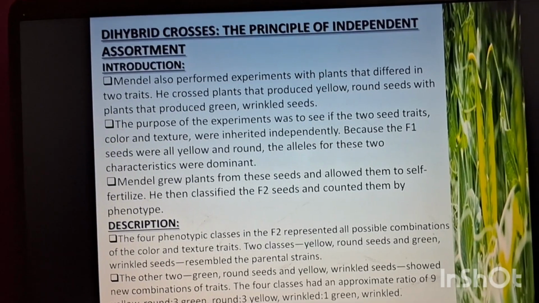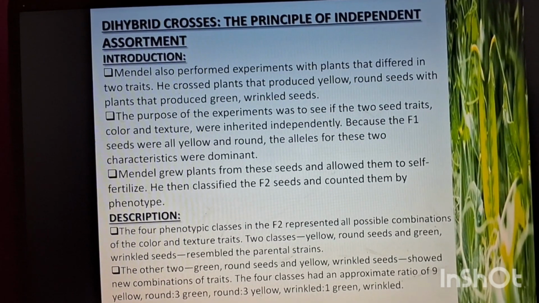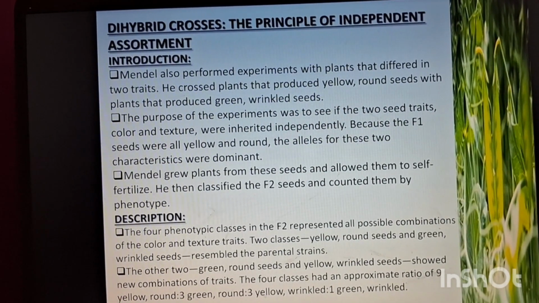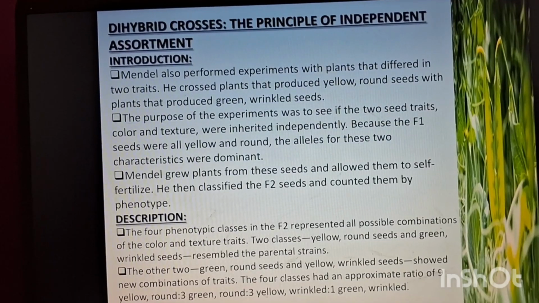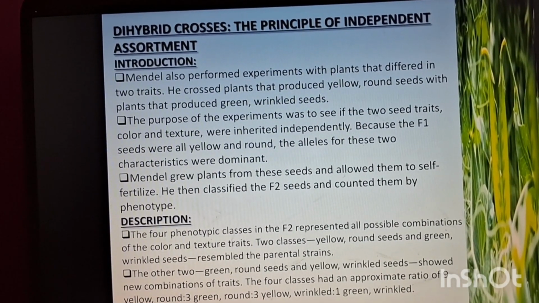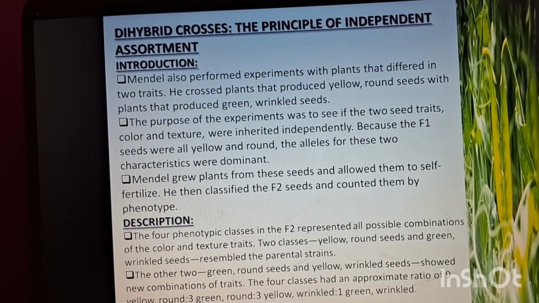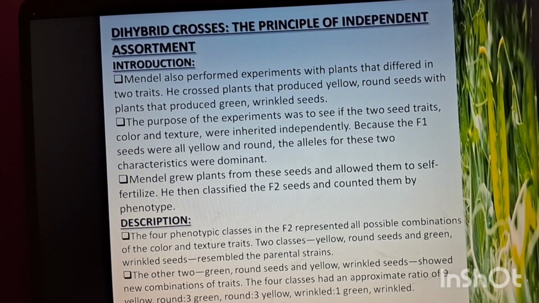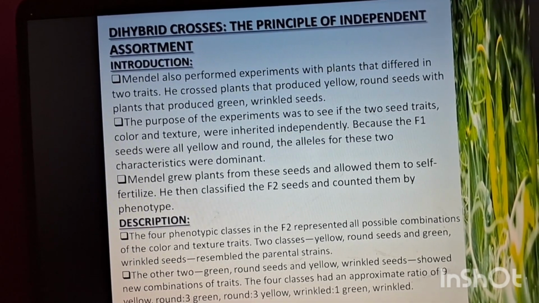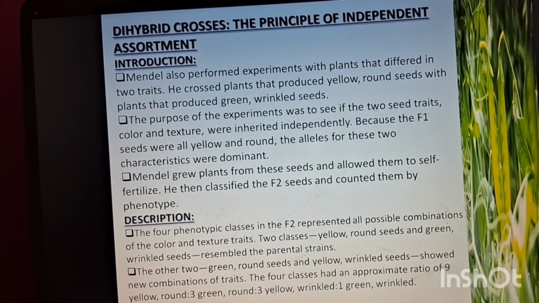What is the dihybrid cross? Mendel also performed experiments with plants that differed in two traits. He crossed plants that produced yellow round seeds with plants that produced green wrinkled seeds. The purpose of the experiments was to see if the two seed traits, color and texture, were inherited independently, because the F1 seeds were all yellow and round and the alleles of these two characteristics were dominant.